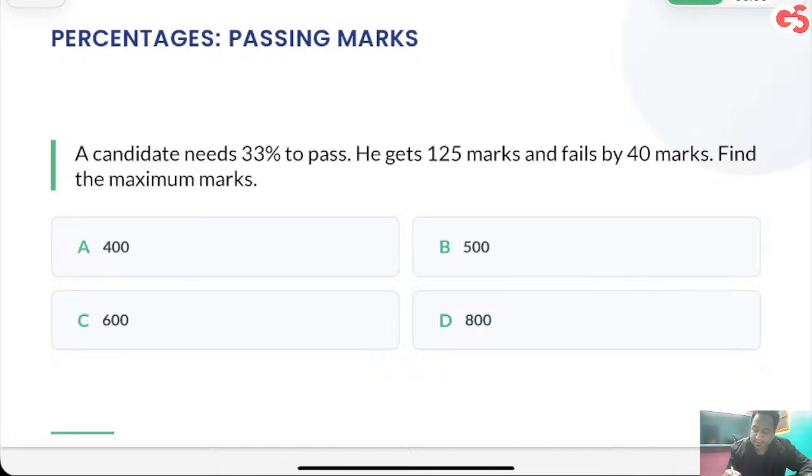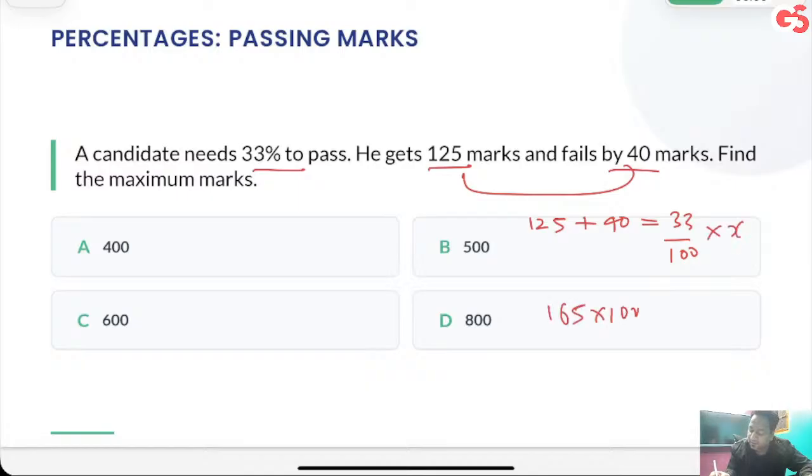A candidate needs 33% to pass. He gets 125 and fails by 40 marks. इसका मतलब ये हुआ कि अगर उसके 125 प्लस 40 मार्क्स आते पास हो जाता, और ये 33% ऑफ मैक्सिमम मार्क्स है, उसको हम x मान लेते हैं. And we can solve this. So 165 into 100 upon 33 is equal to x. If you solve it, you get 500 as the final answer. Clear? Now the next one.